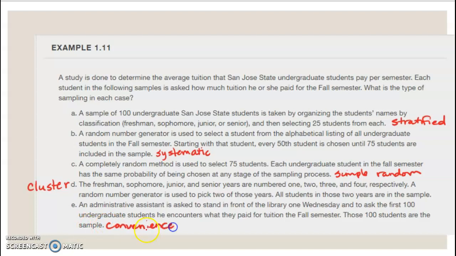And that wraps it up. Just understanding more vocabulary about your study methods and your sampling methods.